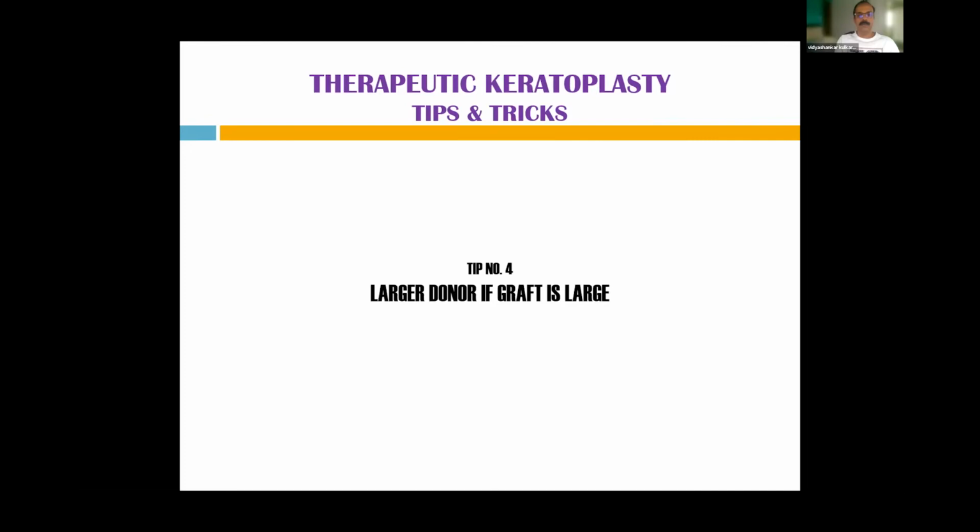Tip number 4: if the infiltrate is larger and you are making a larger trephination, take a larger donor. So the anterior chamber depth will be maintained in a better way, and suturing will be better. It will not be too flat, and chances of glaucoma will be a little less.